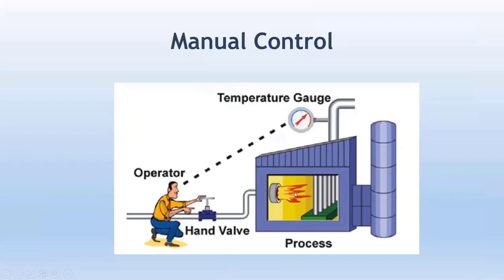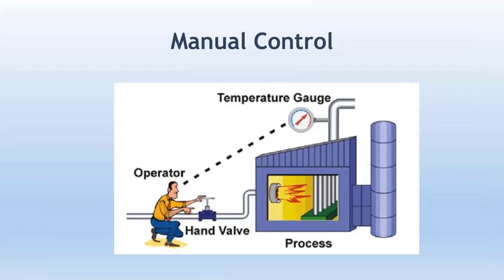You can see the flame here. If you open this hand valve, more flame is getting in, and if you close it, less. Based on the temperature, for example, if the temperature is high inside the furnace, looking at the gauge, the person can see and visualize that from here. And based on the value he's seeing on the gauge, he is going to decide how much the opening of the valve should be.